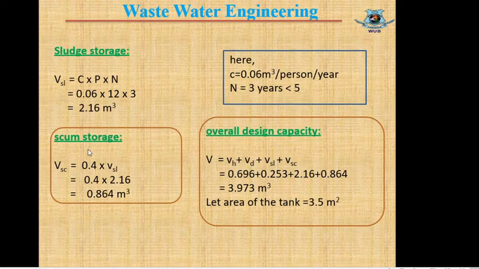The fourth item is the scum storage zone, that means the volume for the scum storage zone, and it can be calculated using this equation. It is stated that the scum storage zone is 40% of the sludge storage zone. Here VSL equal to 2.16 meter cube, and finally we get VSC equal to 0.864 meter cube.